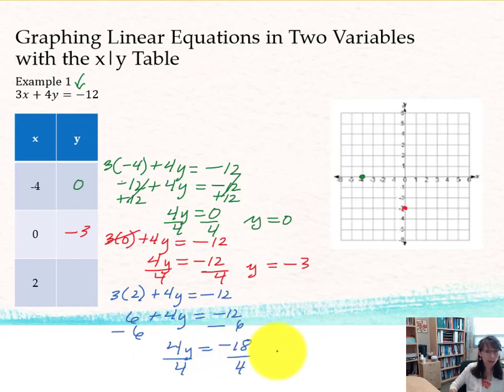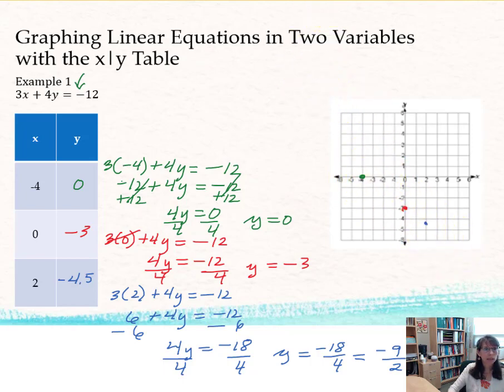Once I divide by 4, I'm going to have a y value of negative 18 fourths, which I could reduce. They're both divisible by 2, so negative 9 halves. So as a decimal, that would be negative 4 1/2. So we'll plot that last point, positive 2 and negative 4 1/2. So you might be wondering, how do I plot something that's a half? Well, that would just be in between negative 4 and negative 5. So that looks pretty good. Those 3 dots do line up.